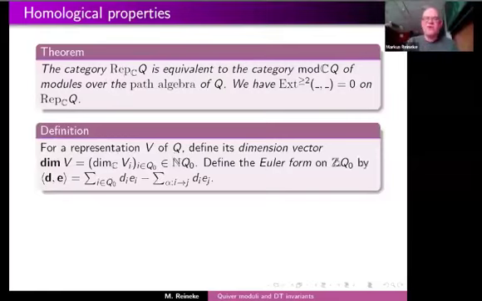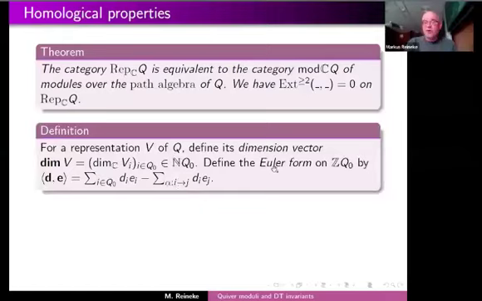And I define the so-called Euler form on the free abelian group generated by the vertices, as Euler form of 2 dimension vectors d and e is the sum over all vertices, d_i times e_i, minus the sum over all arrows alpha from i to j, d_i e_j. So this is in general a non-symmetric bilinear form, encoding the arrow structure of the quiver. And you see that it is in general non-symmetric, because we take the sum over all the d_i e_j along the arrows from i to j. Yeah, so in general, this is non-symmetric. This will play an important role later.